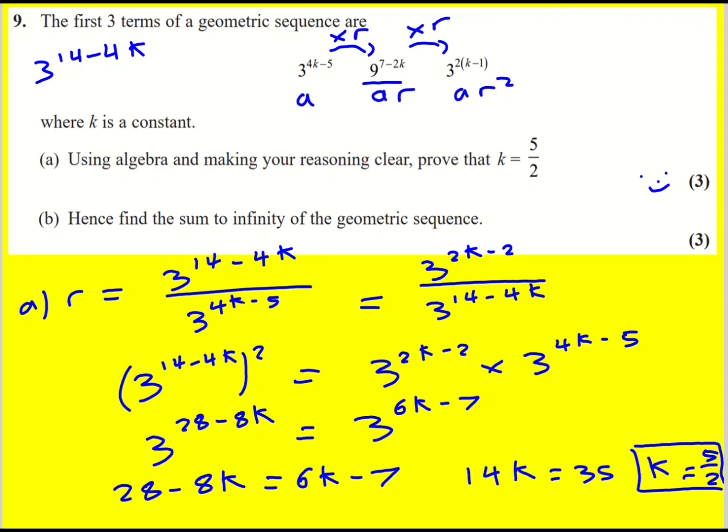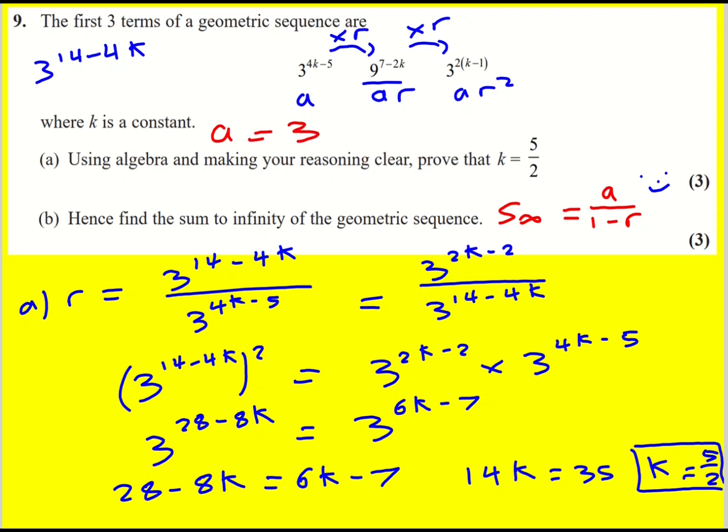It says, hence find the sum to infinity of the geometric sequence. So this is in the formula book as S infinity is A over 1 minus R. So we're looking for R to be between minus 1 and 1. So let's work out what R is. Actually, I might first of all work out what A is.